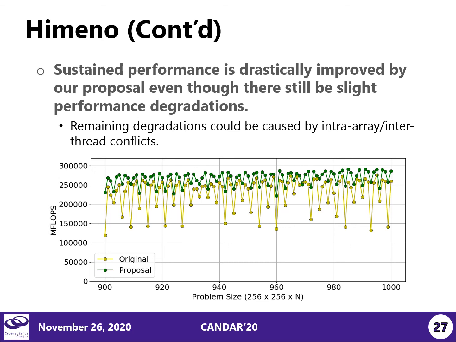Here, in both original and proposal, some performance degradations are observed. For example, this point, this point, this point, and so on. But the degree of degradation is totally different between them. Also, negative effects coming from intra-array or inter-thread access conflicts can't be perfectly eliminated. But our proposal successfully mitigates the performance loss caused by memory access conflicts.